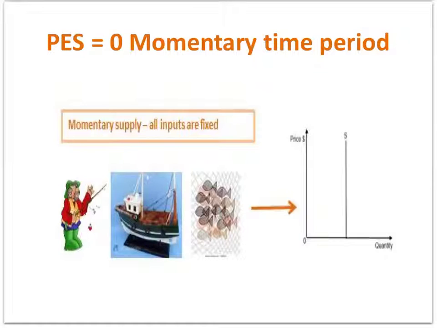Now we are going to look at an example of a fishing business. In the momentary time period, all inputs are fixed. For a fishing business, that means they have only one fisherman, one boat, and one fishing net. So supply of fish in the momentary time period will be perfectly inelastic.